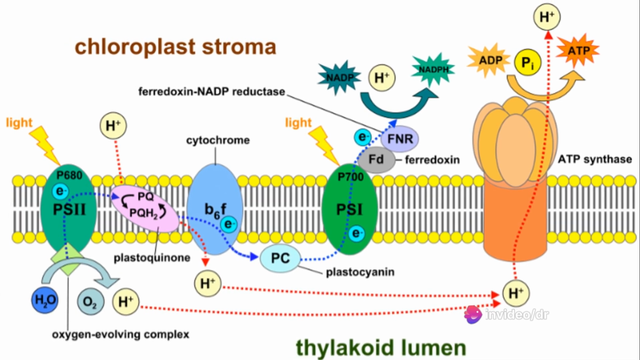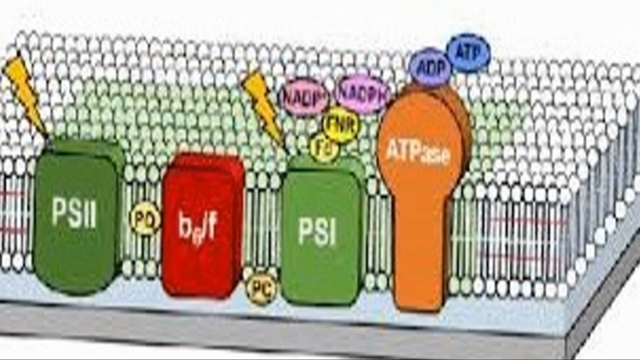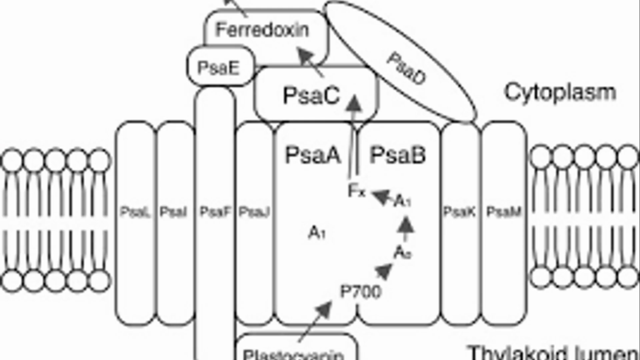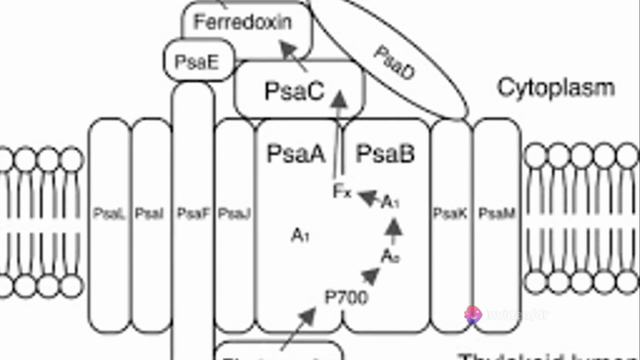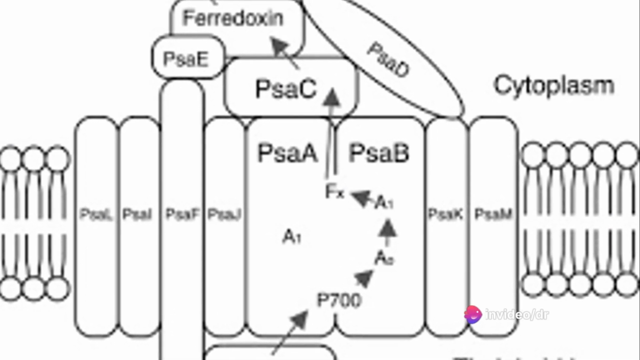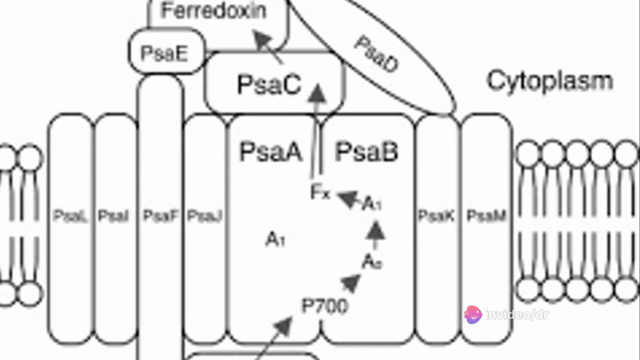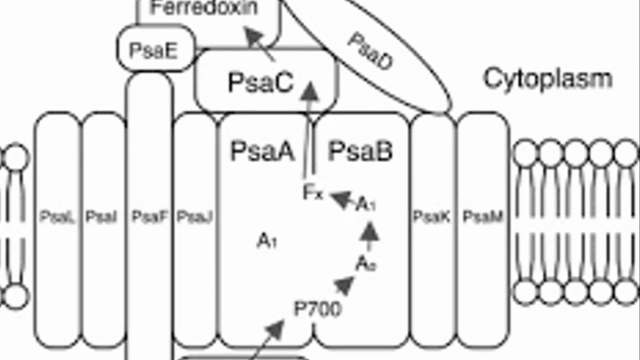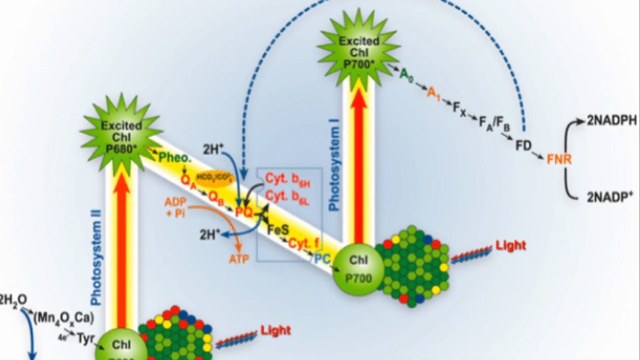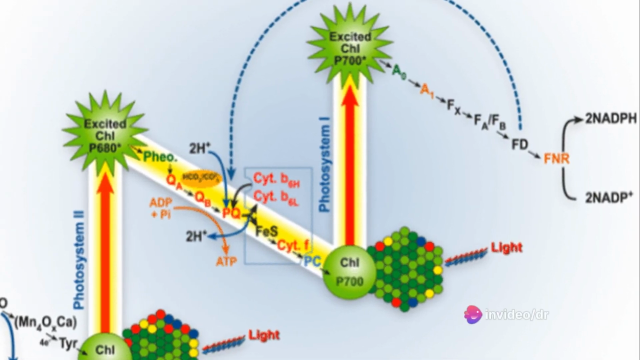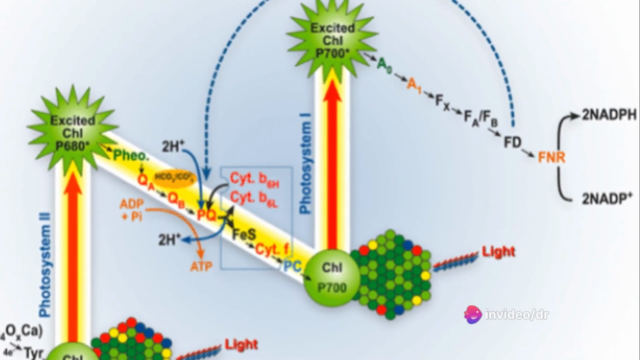A second light-driven reaction is then carried out by another chlorophyll protein complex called photosystem 1. Photosystem I oxidizes plastocyanin and reduces another soluble electron carrier protein, ferredoxin, which resides in the stroma. Ferredoxin can then be used by the ferredoxin NADP plus reductase (FNR) enzyme to reduce NADP plus to NADPH. This scheme is known as the linear electron transfer pathway or Z scheme, since it resembles the letter Z.